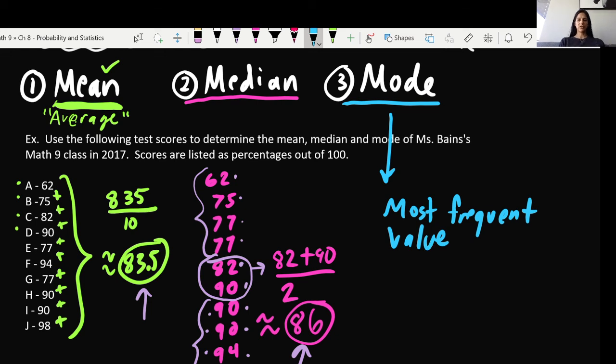I mean, I look at these and I think, okay, which one shows up the most number of times? When I go through and look at this, I have 90, 90, and 90, and I don't think there's any other one that shows up 3 times, the same value showing up 3 times. The only other one is 77 and 77, but that's only twice. So basically, my mode, after looking at this, is the one that shows up the most number of times, so it's going to be 90.